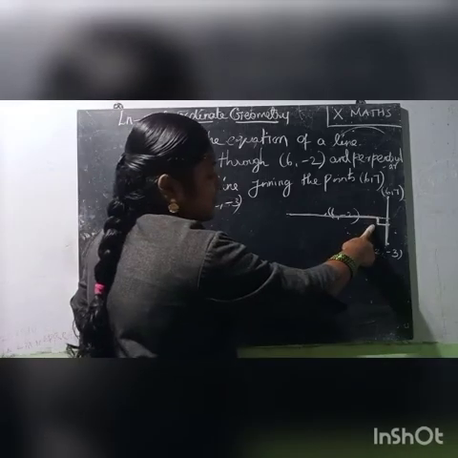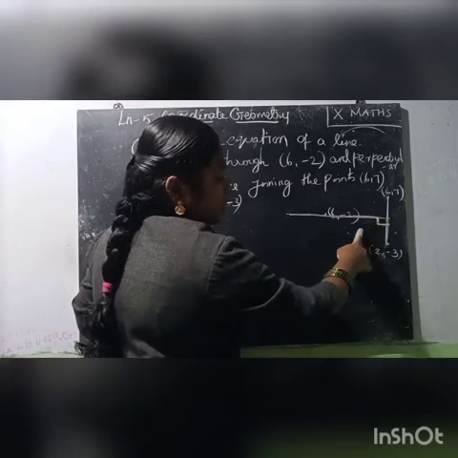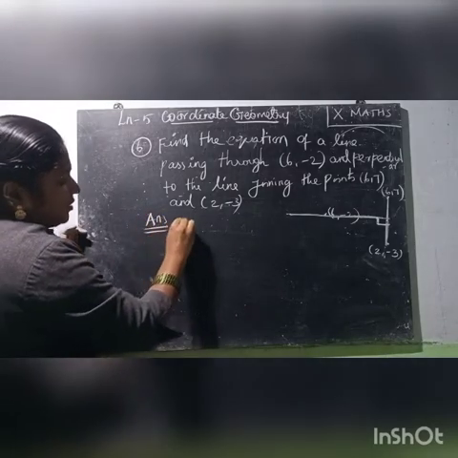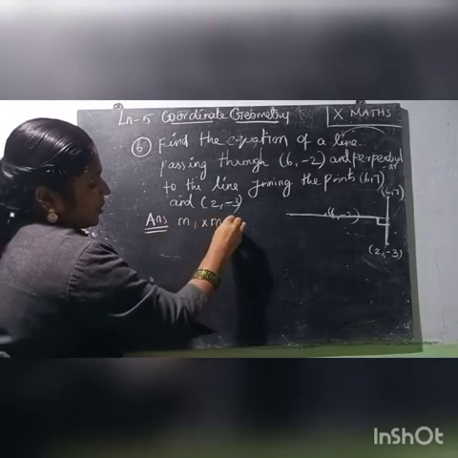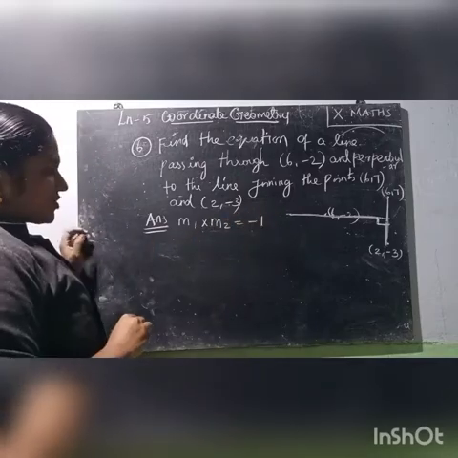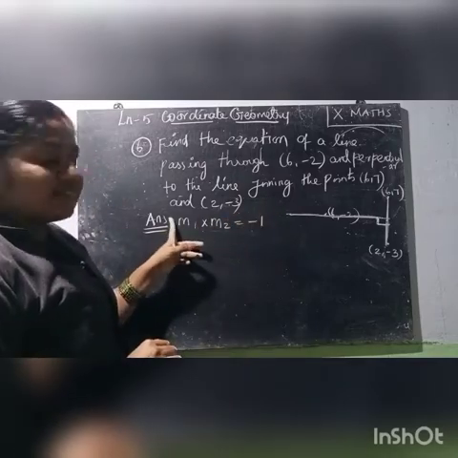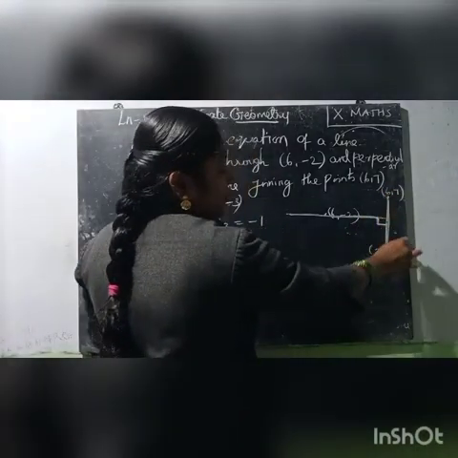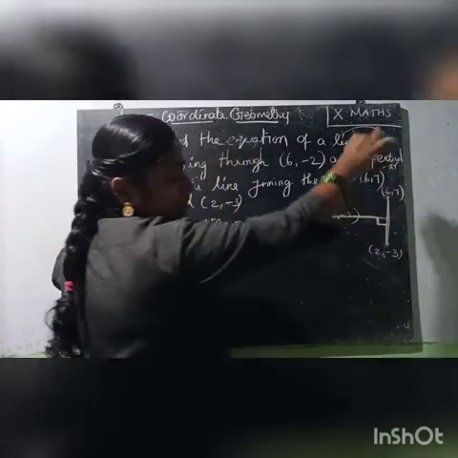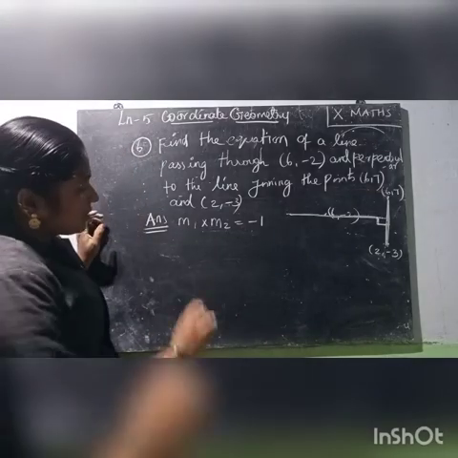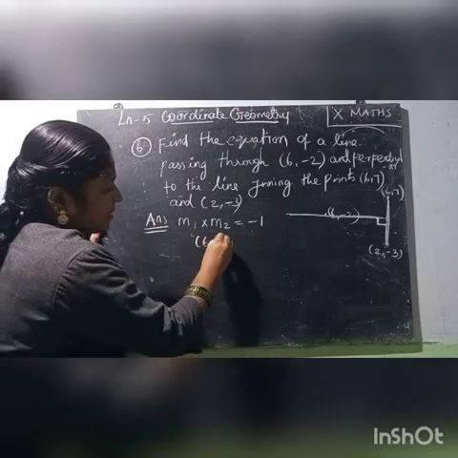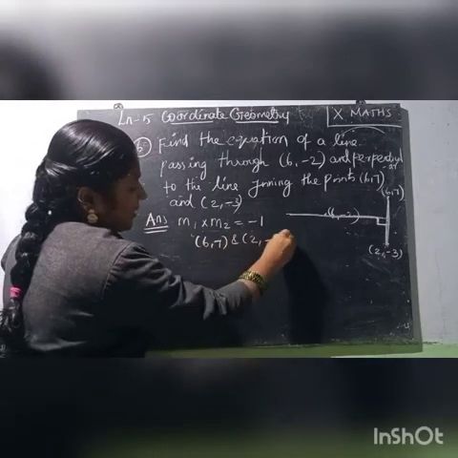The given condition is two lines are perpendicular. So if two lines are perpendicular, we know m1 into m2 equals minus 1. Now m1 is the given line's slope. Which is the given line here? 6 comma 7 and 2 comma minus 3, joining them we get the line. So let me first find the m1 value.